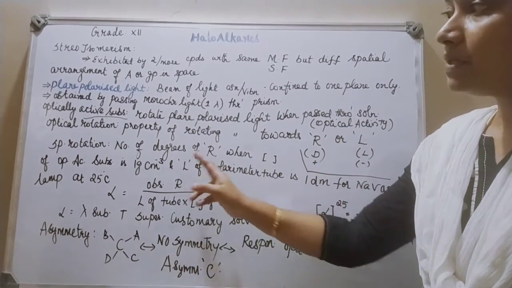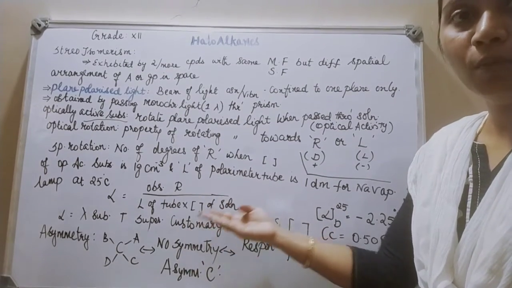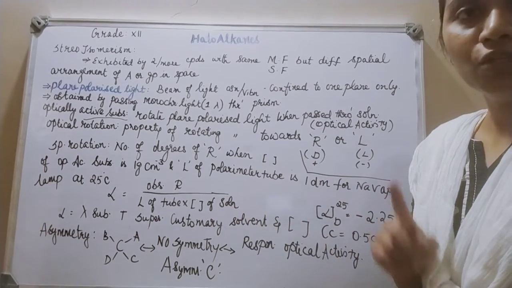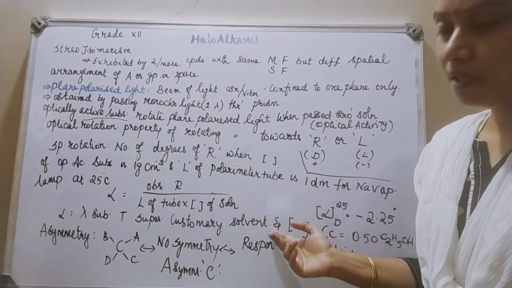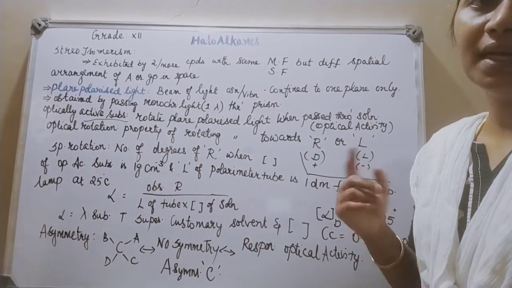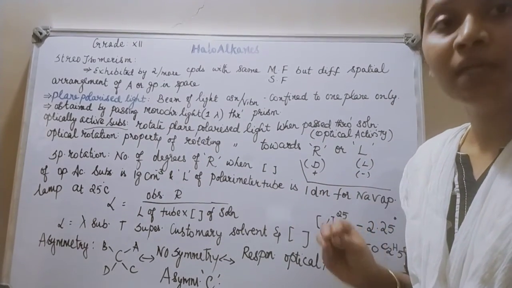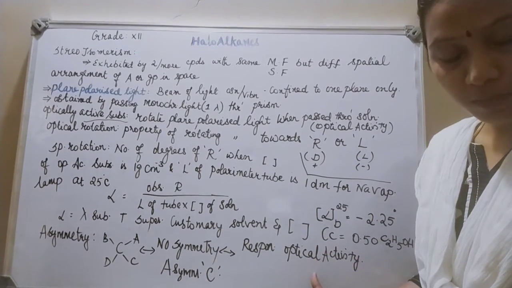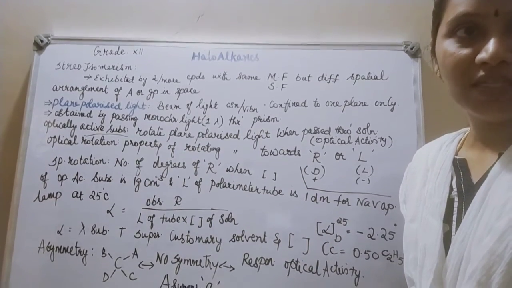What is specific rotation? The definition is the observed rotation divided by the length of the polarimeter tube into the concentration of the solution. Remember that the wavelength should be represented in subscript and the temperature in superscript. What is asymmetry? A carbon atom surrounded by 4 different atoms does not show any symmetry. It is an asymmetric molecule, and only then is it responsible for optical activity. Yes, children.